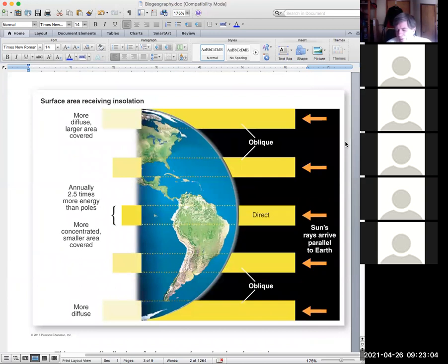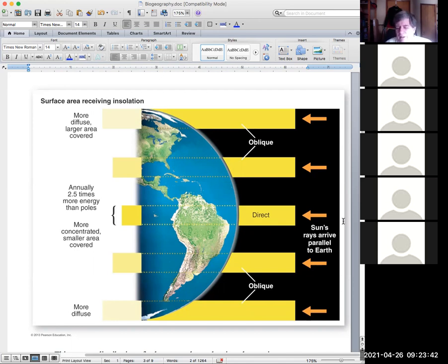Now, continental drift happens on such a long, slow time scale that it's not really something, as I say, that's going to change during our lifetime. But there are a couple of factors that affect the types of living organisms that we see in any area during our lifetime. So let's think about one of the most important, which is solar radiation. So here we have some yellow bars showing sunlight coming into the earth.